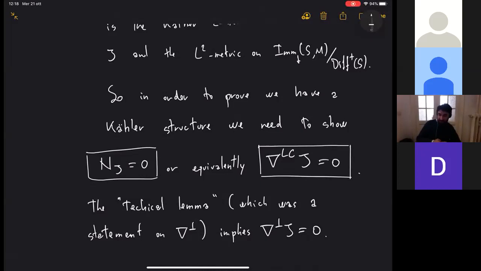But since J is an endomorphism, we choose also another tangent vector and extend this other tangent vector to a vector field, in such a way that we have this two-dimensional family of vectors. Carefully choosing this two-dimensional family by the technical lemma, we have this vanishing. So this is the main technical result of our paper, actually, that nabla-perp of J is zero. And once you have obtained this, all the rest follows from classical results in differential geometry.